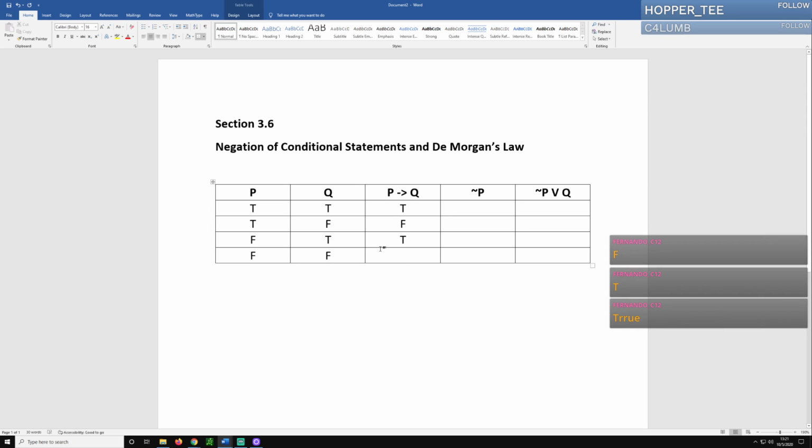So that is true, with the double R. That is correct. Nice. If false, then false is going to be true, because again, it'll only be false if you assume something is true, but then your expectation turns out to be false. However, if your expectation is false, then it could be whatever it wants. That's why this will be true.